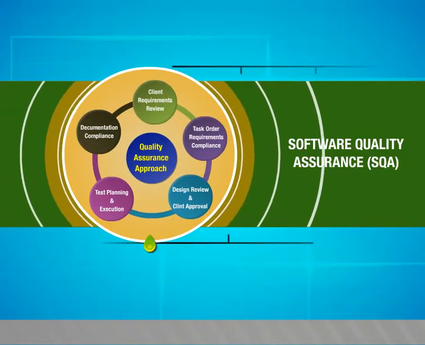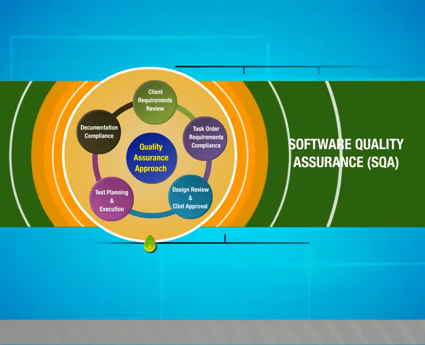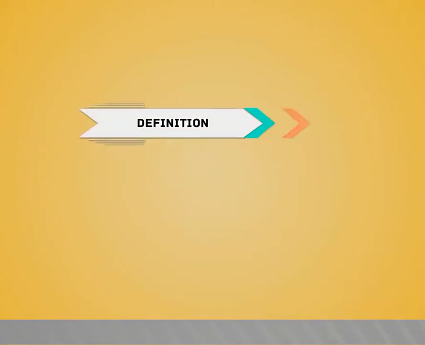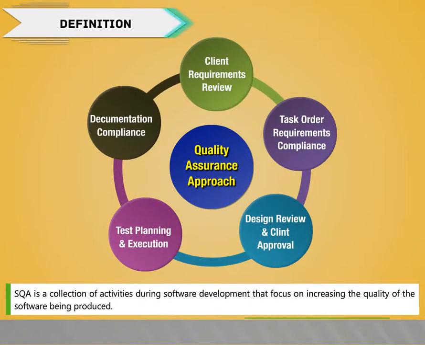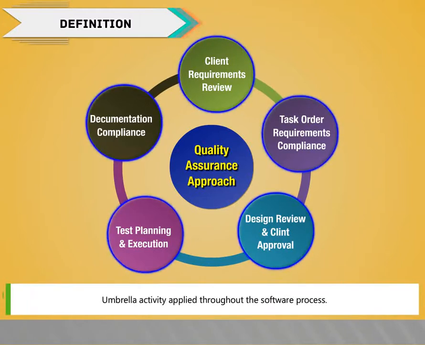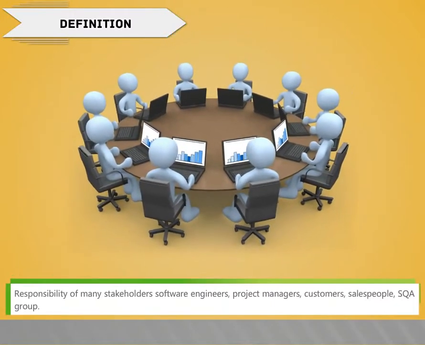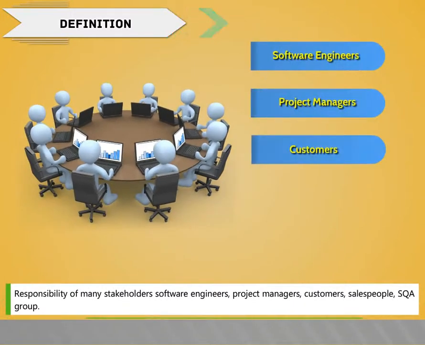Software Quality Assurance (SQA). In this video, we are going to see about Software Quality Assurance (SQA). Definition: SQA is a collection of activities during software development that focus on increasing the quality of the software being produced. It is an umbrella activity applied throughout the software process. It is the responsibility of many stakeholders, that is software engineers, project managers, customers, salespeople, and the SQA group.